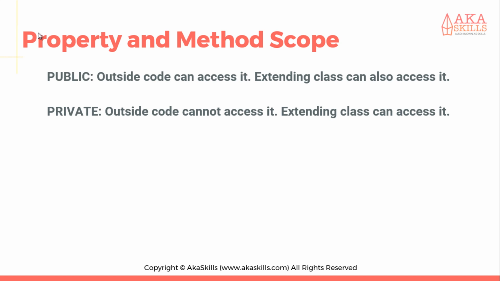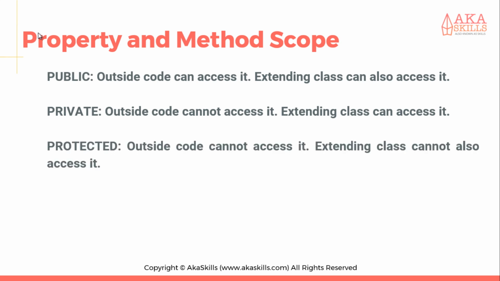The last scope we'll be talking about here is the protected scope. What this one is saying is that the properties and methods declared within this scope cannot be accessed by outside code. Same as extending class, they cannot access it. So protected seems to be the strongest and seems to be overprotective, if you may.